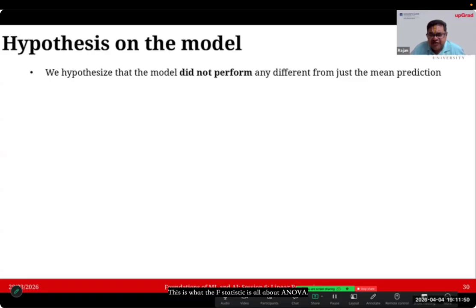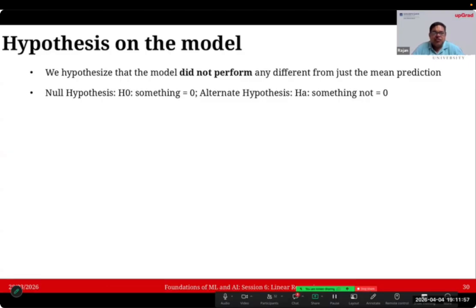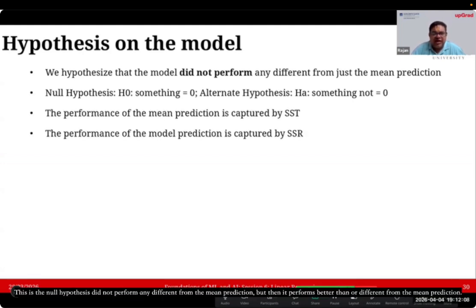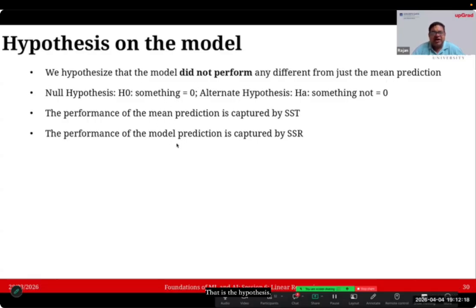There is no improvement, that is what the F statistic is all about, ANOVA. We go to the previous step and choose the best one, and use that as your benchmark, just the mean prediction. Okay. So we state this using the H0, which is the null hypothesis, and the alternate hypothesis. The null hypothesis is that the model did not perform any different from the mean prediction. But the alternate hypothesis is that it performs better than, or different from, the mean prediction.